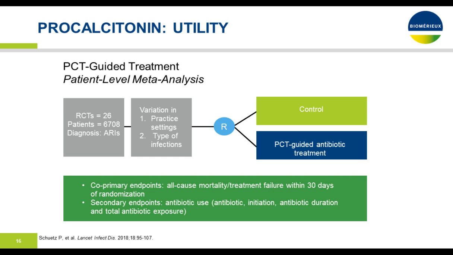So it was a randomized trial. You either got the control, which was standard of care without a procalcitonin-guided regimen, or the intervention group, which was procalcitonin-guided antibiotic treatment. The primary outcome was all-cause mortality, also treatment failure at 30 days. His secondary outcomes were antibiotic use, antibiotic-related side effects, and length of stay.